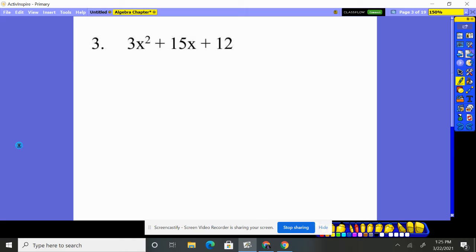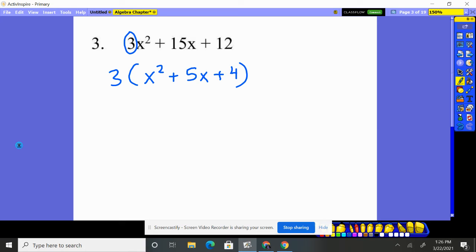Now, there's a number out front. Well, that tells me there's going to be a greatest common factor that I need to factor out of this, which in this case is going to be that number there, 3, because 3, 15, and 12 all can be divided by 3. They all have a common factor, the greatest common factor of 3. So I factor a 3 out. That leaves me with x squared, 3 times 5 gives you the 15, and then 3 times 4 gives me the 12.